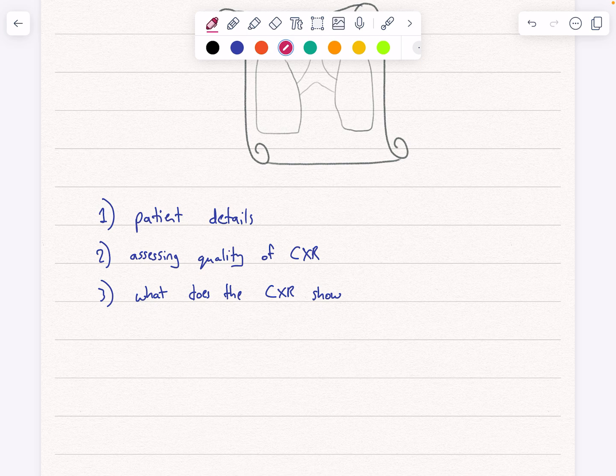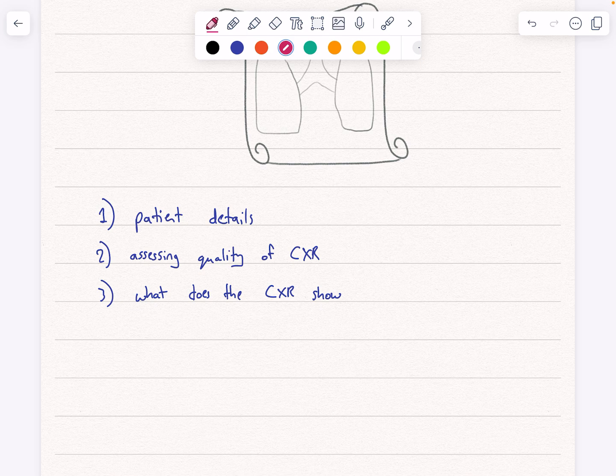In terms of the patient details, there are a few main things that you have to include. So when you get given a chest x-ray in front of you, ask to confirm the patient name, the date of birth, and the hospital number. And then you also want to check the date and the time of the chest x-ray, as well as asking if there's any previous imaging or any indication for actually ordering this scan.